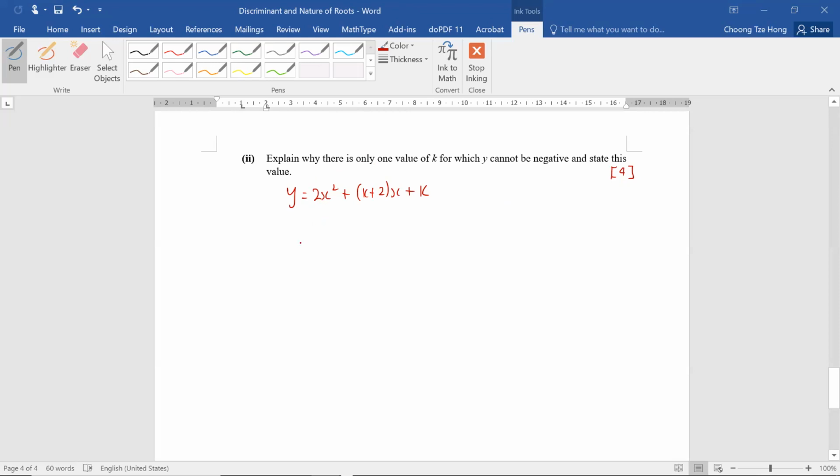So let's draw and see what it means for a quadratic curve to not be negative. Basically there are two scenarios over here. The first one is the quadratic curve could look something like this. It lies totally above the x-axis. If you lie totally above the x-axis, then you cannot be negative. Remember, this is y equals 2x squared plus (k plus 2)x plus k.